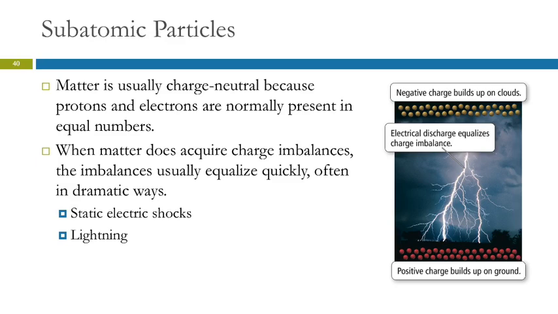Lightning is caused by a charge imbalance in matter between what's up in the clouds and what's down on the ground. Another example of that is static electric shocks. So in the winter, you're shuffling around the house on the carpet in your socks, and then you touch something metal, right? And you get this little shock. It's because you built up a charge, and when you touch that metal object, which is grounded, then the charge equalizes.